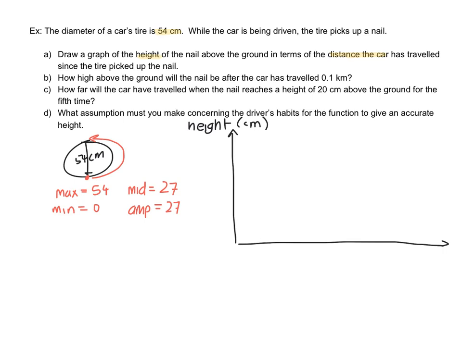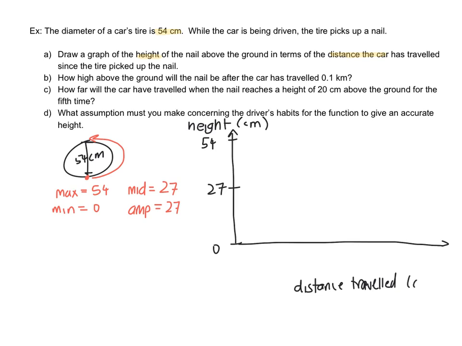So I'm just going to mark these on my scale. 0, 27, and 54. Now the x-axis is a little different from other examples, and this is our distance traveled.